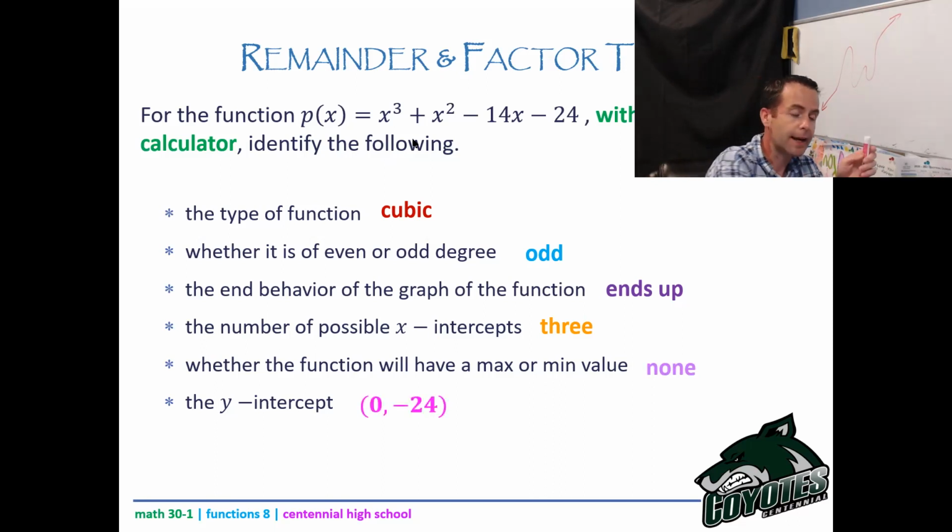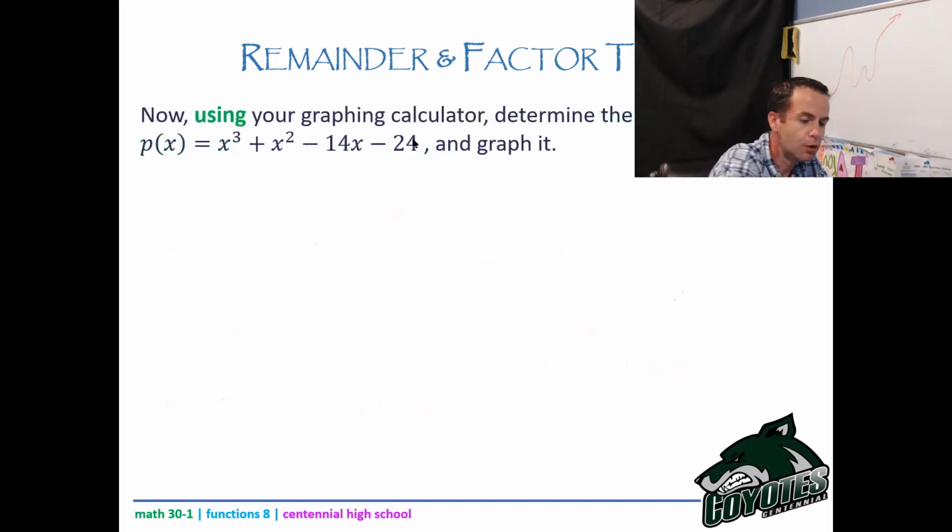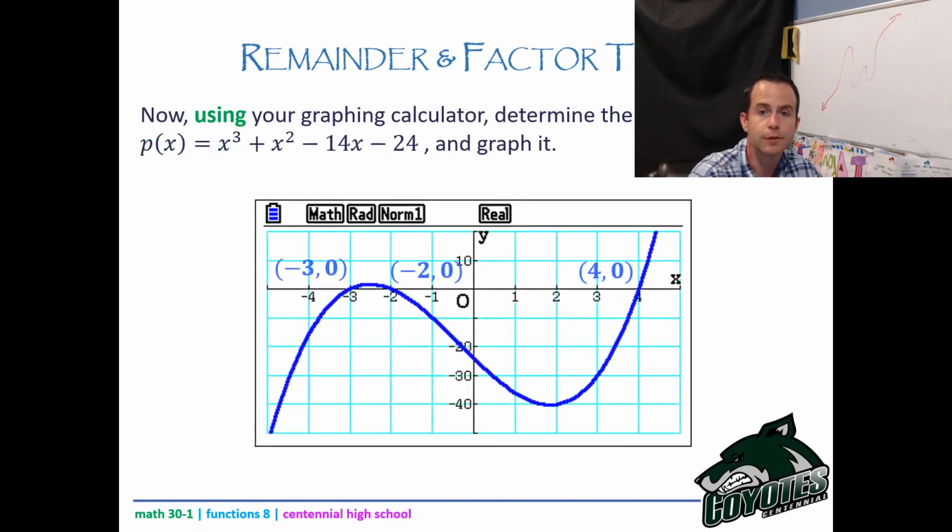A reminder, if I ask you for a y-intercept, you have to give it to me as a coordinate pair, okay? Okay. Now, we are going to try to graph it using your graphing calculator. Okay, so I'll give you a second. You can pause me, type that in your graphing calculator. This is the picture that you should have looked at, and we should see x-intercepts at negative 3, 0, at negative 2, 0, and at 4, 0, okay?